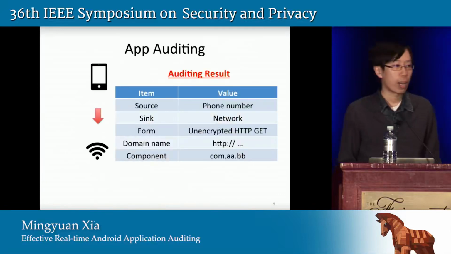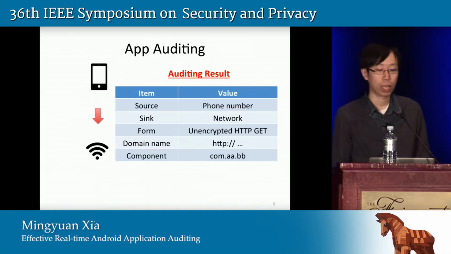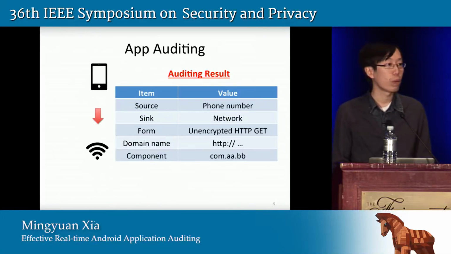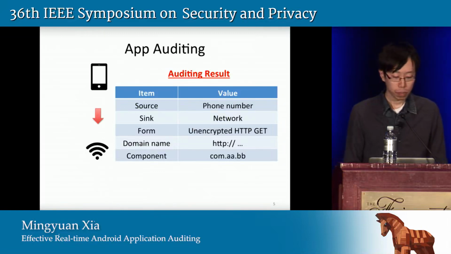So here, app auditing aims to uncover those data leaks in apps. A fine-grained one should be able to tell you not only the source and the sink, but also the form that the data will be leaked. For example, here it's unencrypted HTTP GET. It also shows you the domain name and the components where it will leak this data.